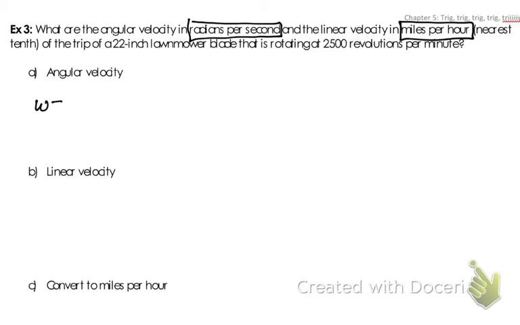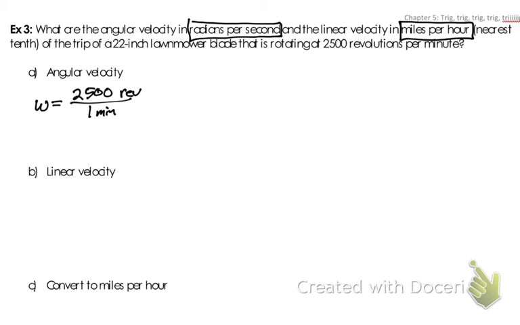They gave us our omega equals 2,500 revolutions per 1 minute. And they want it in both radians and seconds. Note it's in minutes and revolutions. So both of those things are wrong. So the first thing we're going to get rid of is the revolutions.